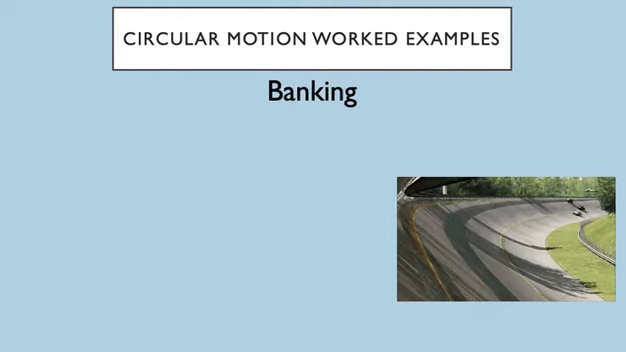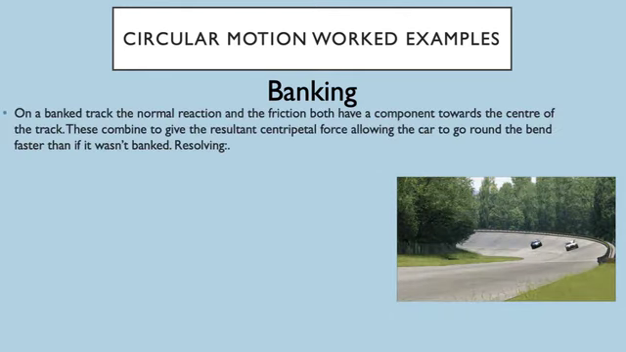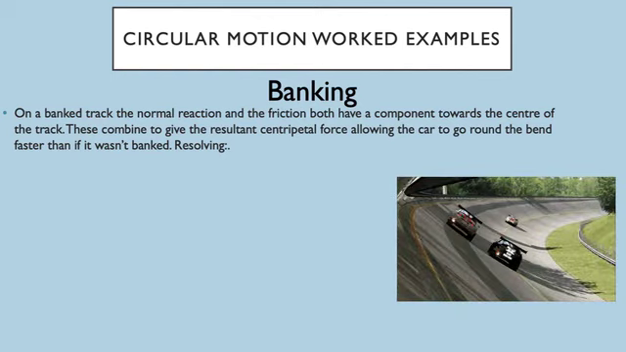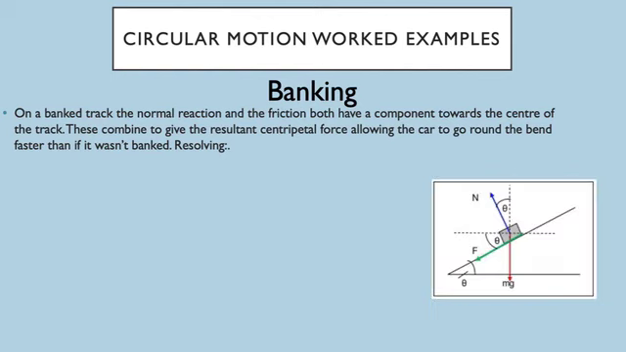So the final example is the one where we had our question at the beginning about banking the road. On a banked track, the normal reaction and the friction both have a component towards the centre of the track. These combine to give the resultant centripetal force, allowing the car to go around the bend faster than if it wasn't banked. So here's a drawing of a car on a banked track.